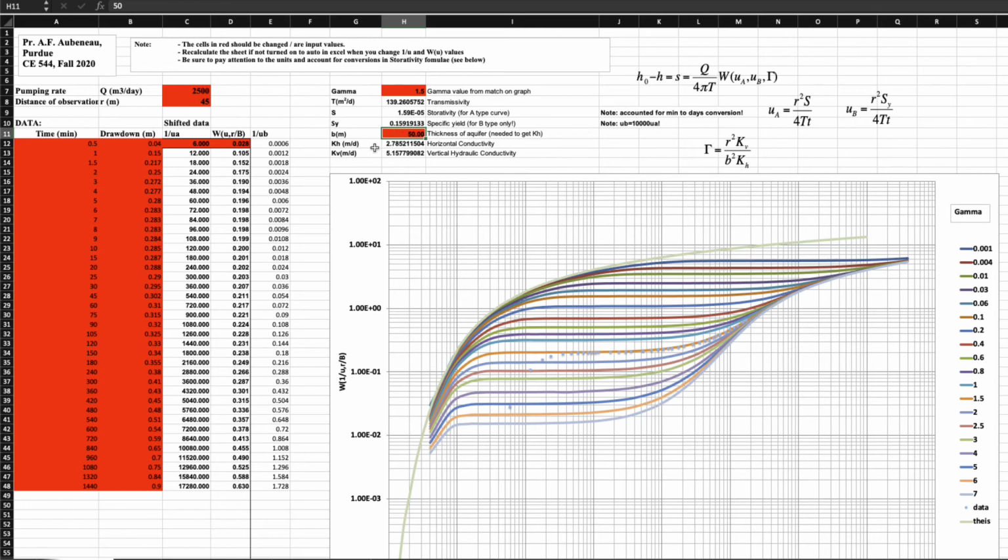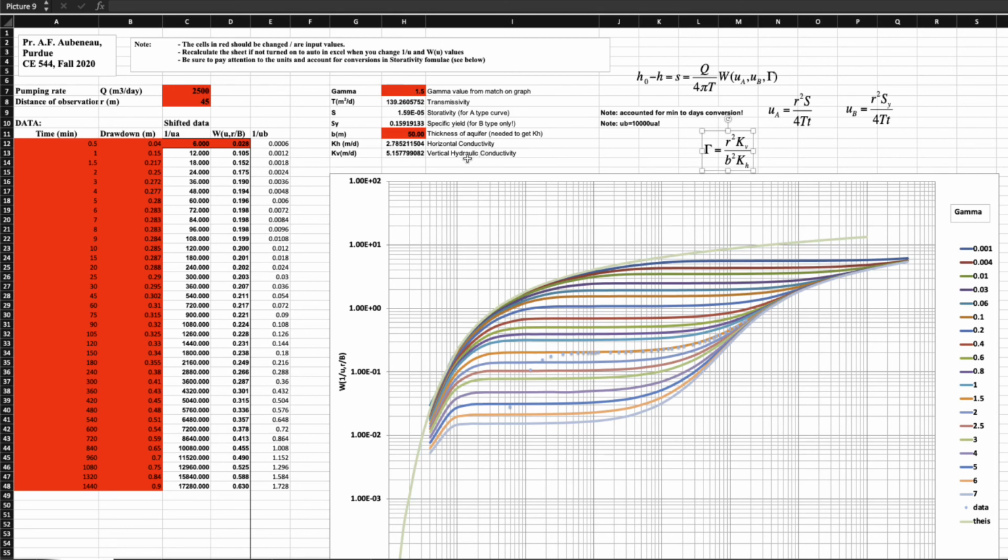Of course, if you know the thickness of the aquifer, then you can actually also calculate the horizontal hydraulic conductivity, like explained during the course. And here are all the equations that were introduced in the lecture video that we are using here.